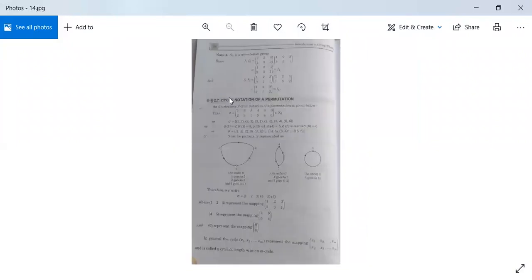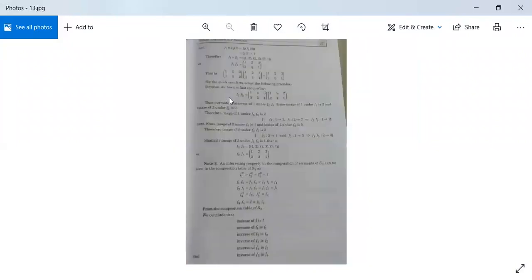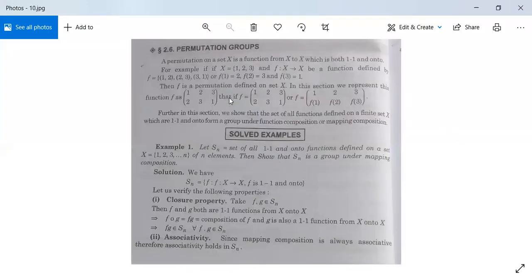So this means that for n greater than or equal to 3, it is not abelian, it is non-abelian. But for n less than or equal to 2, it is an abelian group. If you have any questions, ask me.